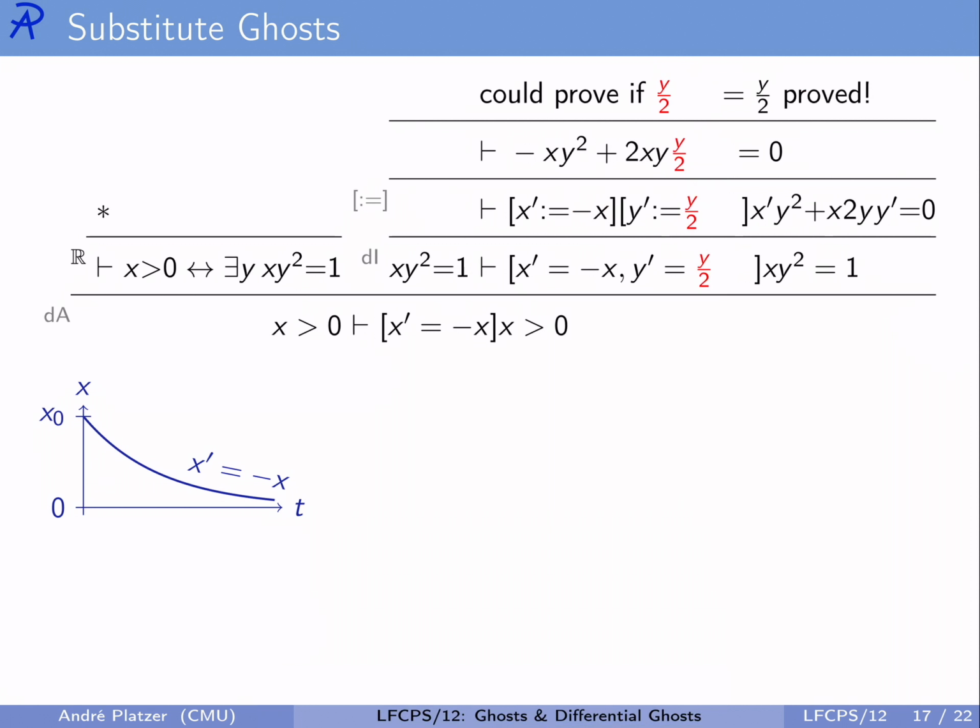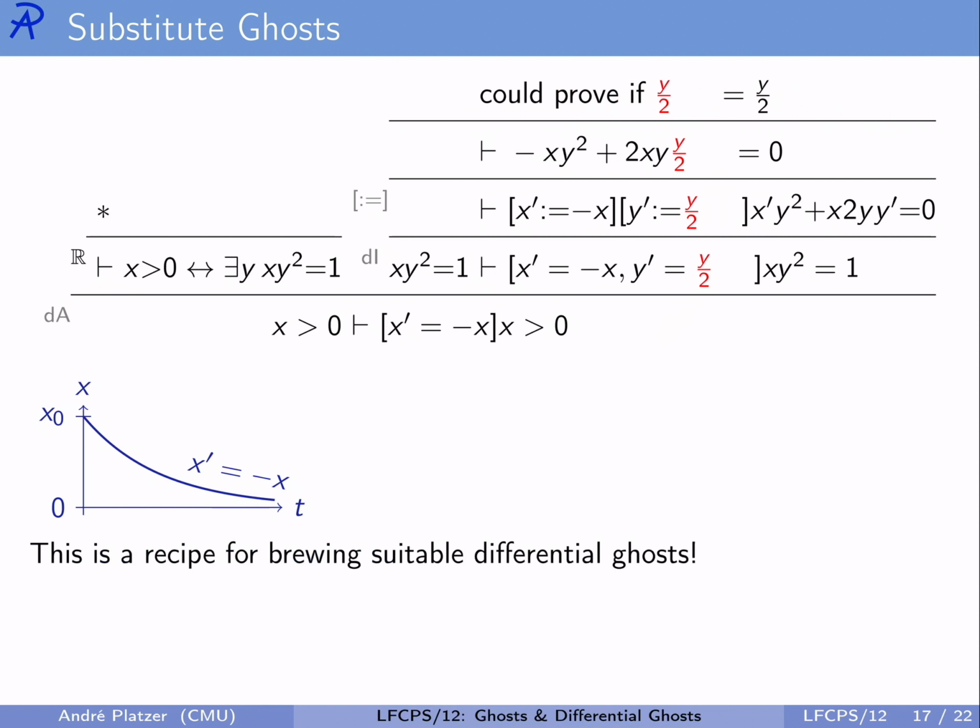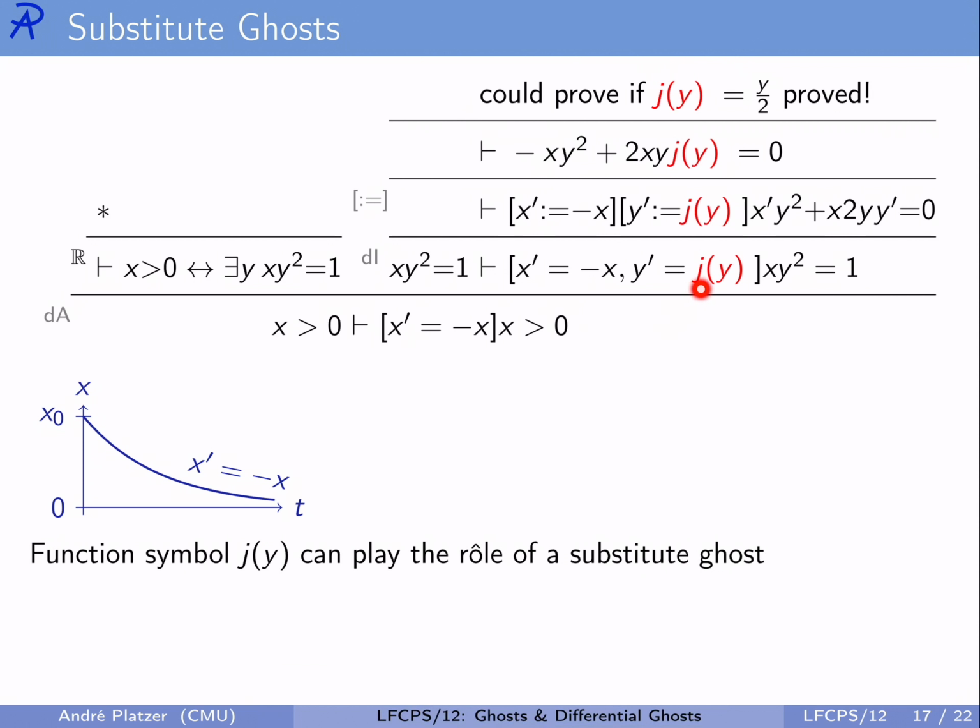If you're careful, like me, maybe you would like to go back and redo the proof from the beginning now that you've constructed the right answer. Or you can work slightly more systematically with this recipe for brewing suitable differential ghosts, but just doing the proof and then fill in the blanks that you were unsure about, construct it to make the proof work out, by instead working with a function symbol j of y that plays the role of the substitute ghost and is slightly more civilized. So certainly we could work with y prime equals j of y, you know, because the right-hand side is going to be a function of y, that's for sure.